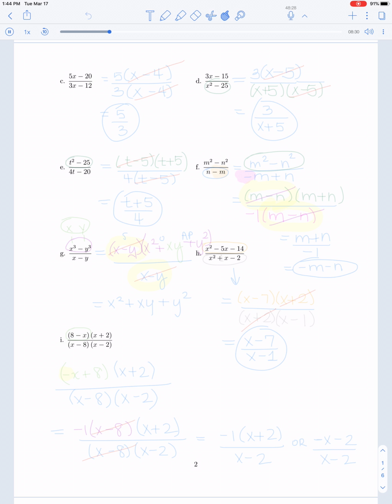Notice that this next problem, if you look at problem number C, is not factored. So you cannot cancel anything at all because nothing is identical and we have not factored yet. So in order to reduce, it means we must factor first.